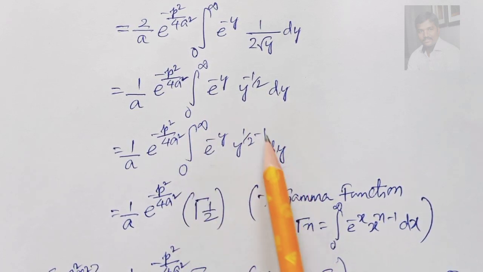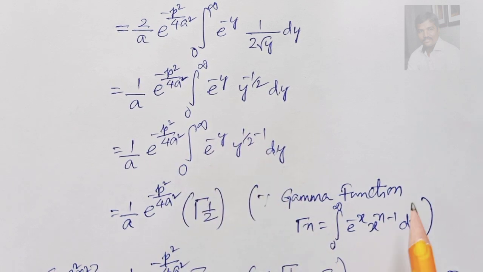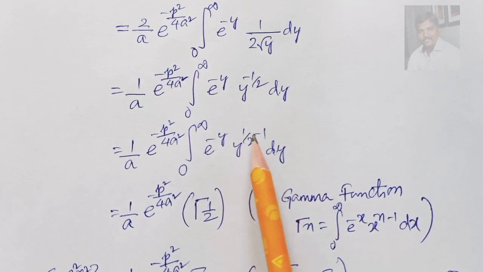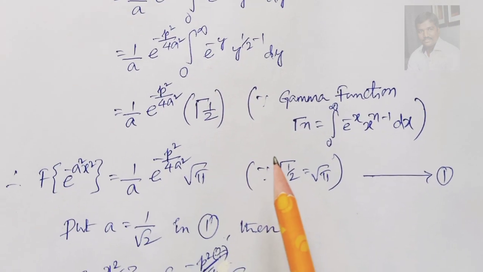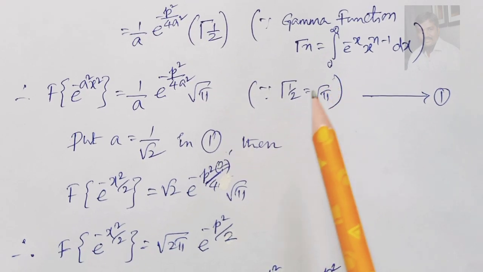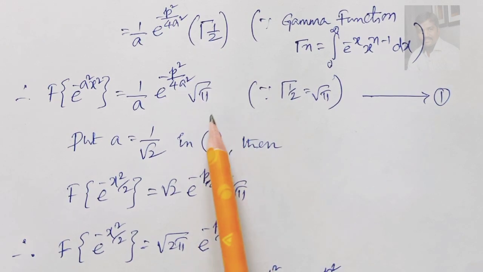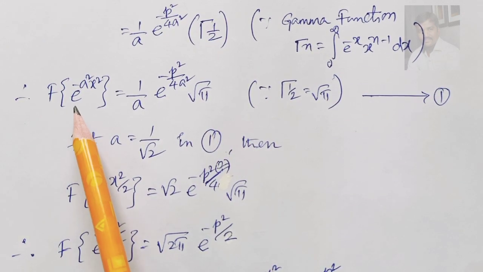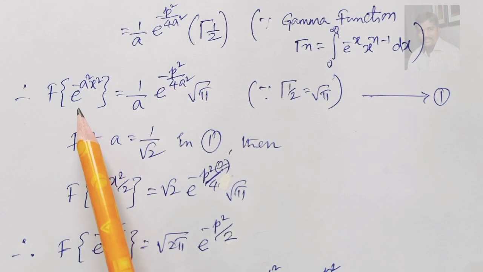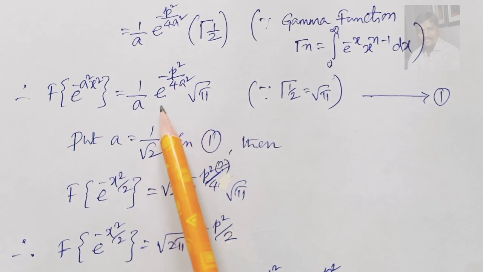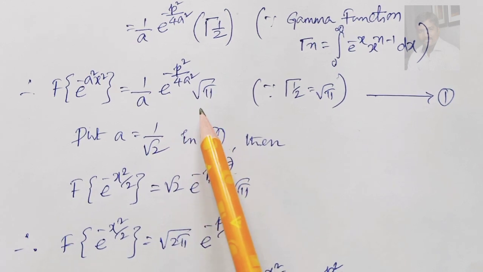Now when you observe this one, it is similar to the gamma function, that is gamma n is equal to integral 0 to infinity e power minus x into x power n minus 1 dx. Here we have y, so here n is 1 by 2. Therefore this can be written as gamma 1 by 2, and we know that gamma 1 by 2 value is root pi. Therefore capital F of p, that is the Fourier transform of e power minus a square x square, is equal to 1 by a into e power minus p square by 4a square into root pi.